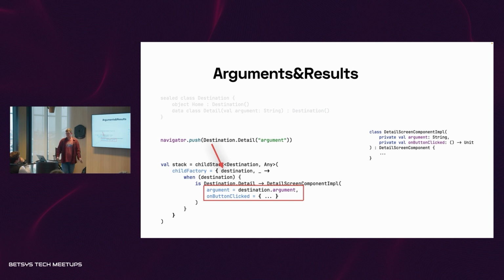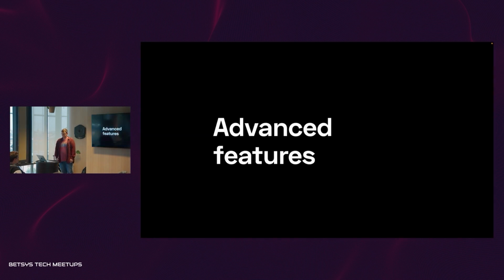I actually find it a lot better than Jetpack navigation component because of this, because you have type-safe arguments, and you can put almost anything. It has to be parcelable on Android, right? But yeah, it's type-safe. All right, this was pretty much the basics that you need to implement shared navigation in Decompose. Let's go over some advanced cases.